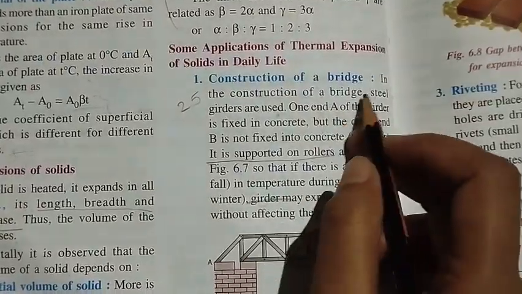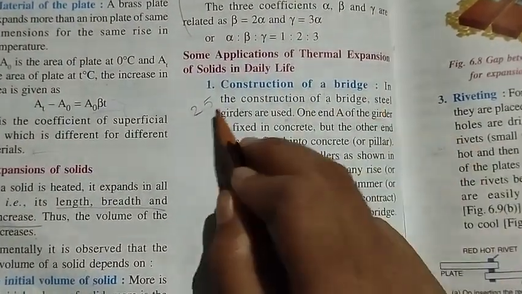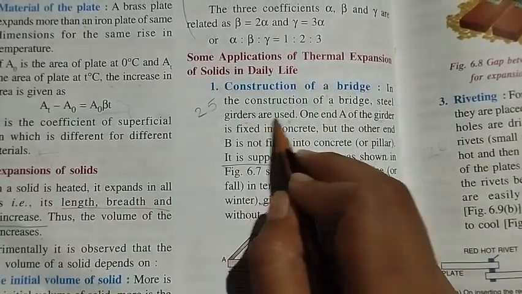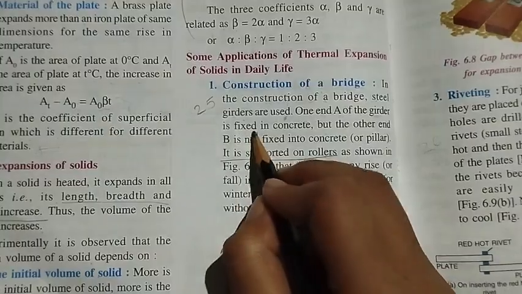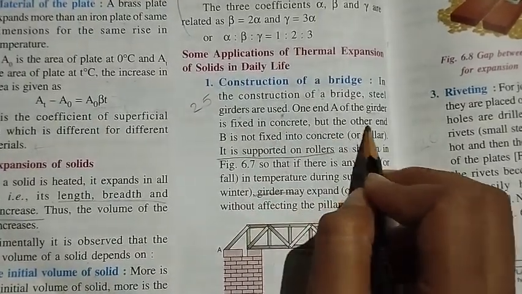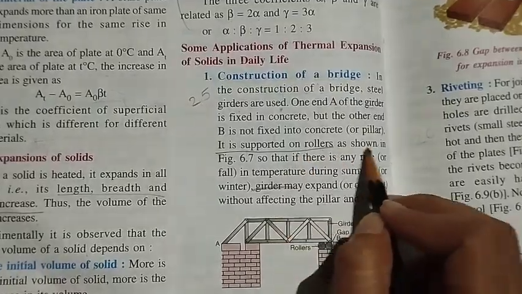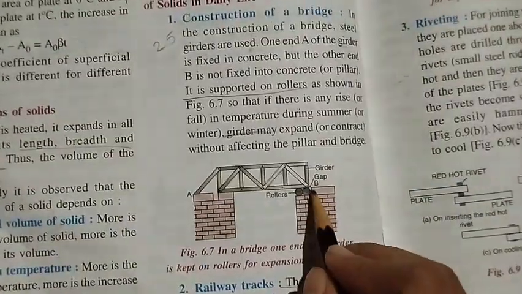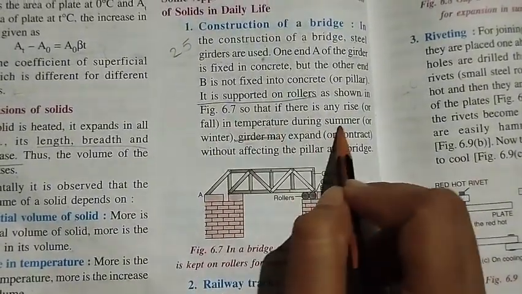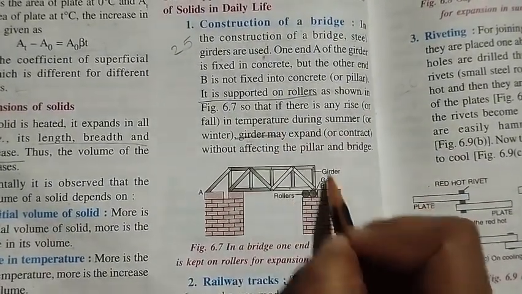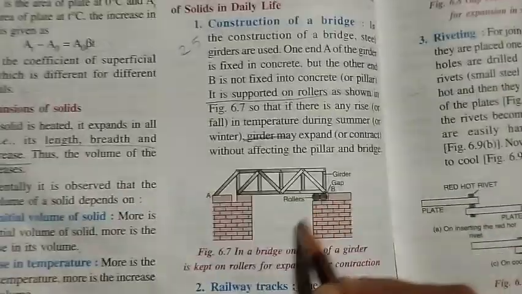Some applications of thermal expansion of solids in daily life. Number 1, construction of a bridge. In the construction of a bridge, steel girders are used. One end A of the girder is fixed in concrete, but the other end B is not fixed into concrete. It is supported on rollers as shown in figure 6.7. One end is fixed, the other is rolled, so that if there is any rise in temperature during summer, the girder may expand without affecting the pillar and bridge.